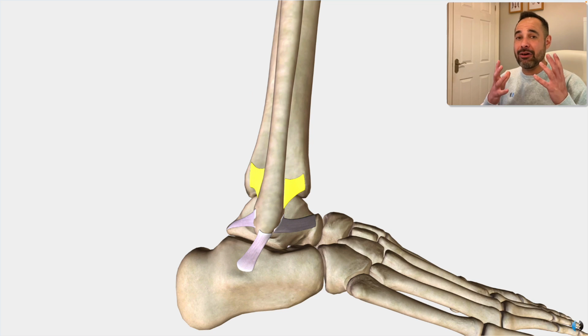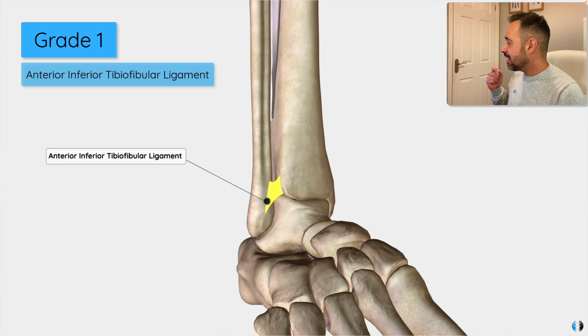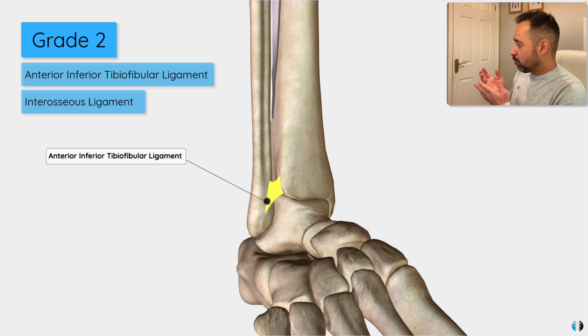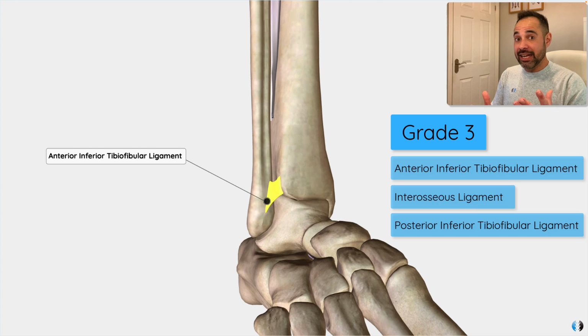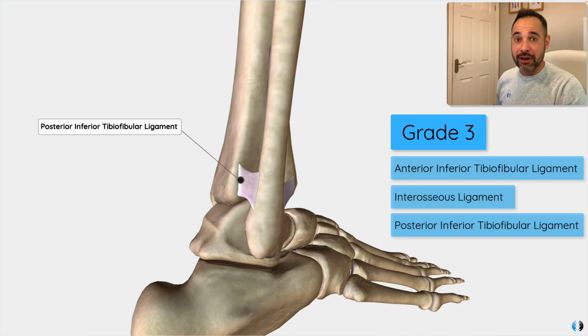So let's quickly talk about grading for syndesmosis injuries because they can be graded between grade 1 and grade 4. So a grade 1 injury, the most mild form, is where we have an injury to just the anterior inferior tibiofibular ligament. A grade 2 injury would be where we injure this particular ligament as well as the interosseous ligament, which we spoke about a second ago. A grade 3 injury would be where we injure the anterior inferior tibiofibular ligament, the interosseous ligament, as well as the posterior inferior tibiofibular ligament.